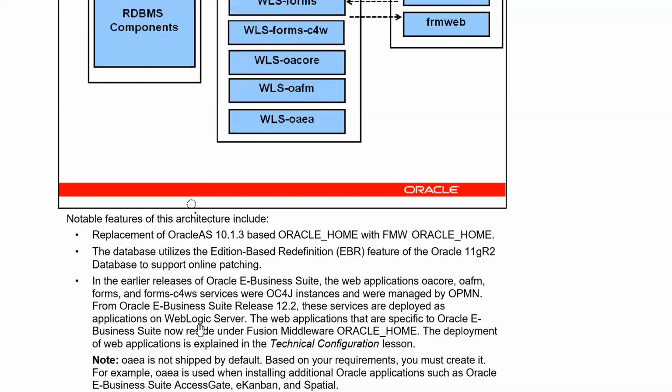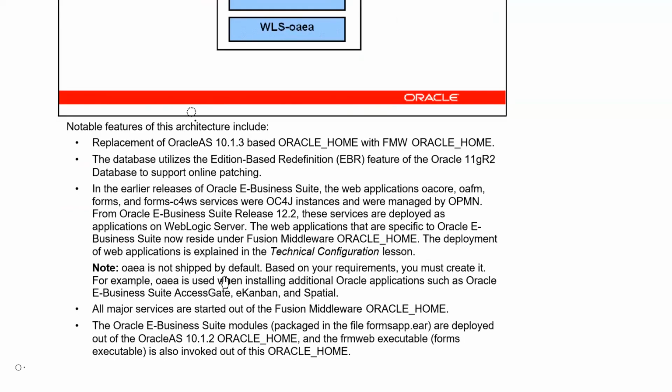OAE is not shipped by default, based on a requirement. This is very particular to the Oracle E-Business Access Gate. Right now it doesn't come by default. Only when required you can start this managed server. All the managed servers are started out of the Fusion Middleware. The Oracle E-Business module packaged in the file of forms app EAR are deployed out of 10.1.2, and the forms web exe file is invoked out of this Oracle home.